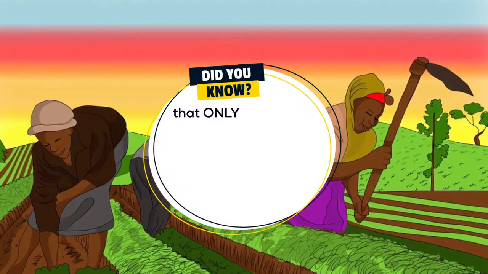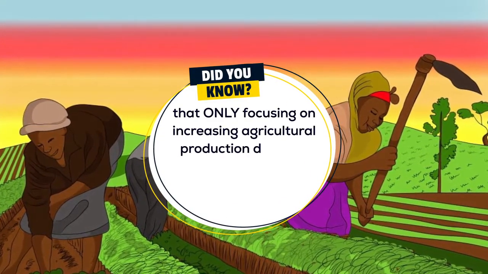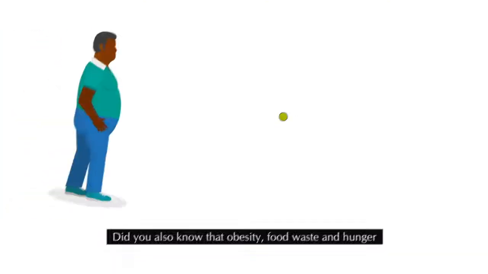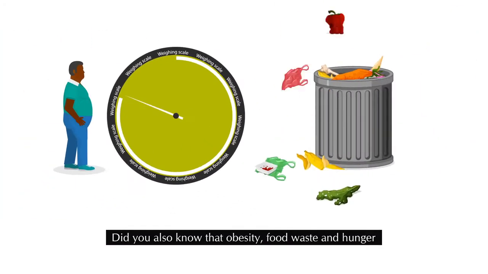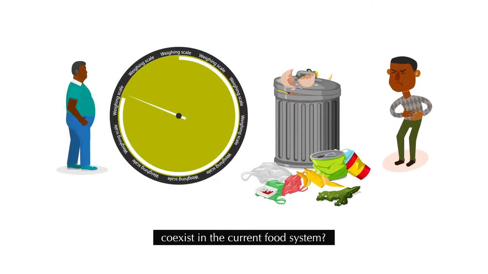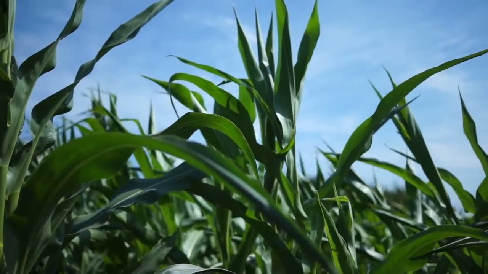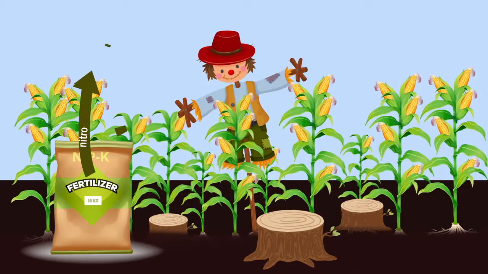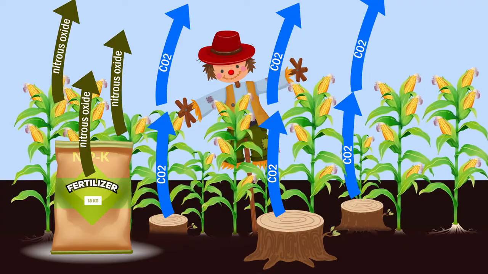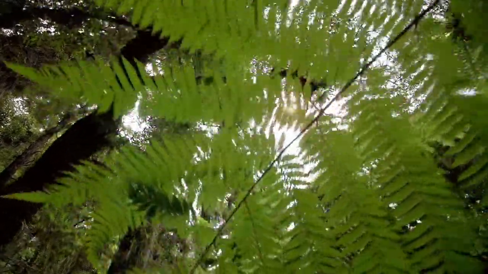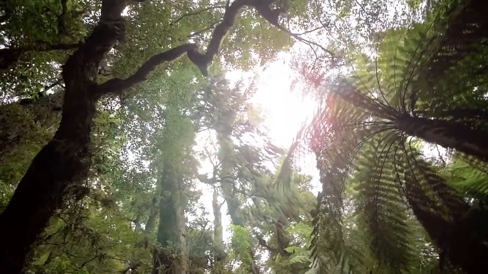Did you know that only focusing on increasing agricultural production does not necessarily solve the challenge of hunger and malnutrition? Did you also know that obesity, food waste, and hunger coexist in the current food system? Yes, it is true that industrial agriculture has increased production, but at a great cost to the environment and our climate. Do you think this is the right path for sustainably feeding the growing population? Let me show you an alternative path to a resilient, inclusive, and sustainable food system.